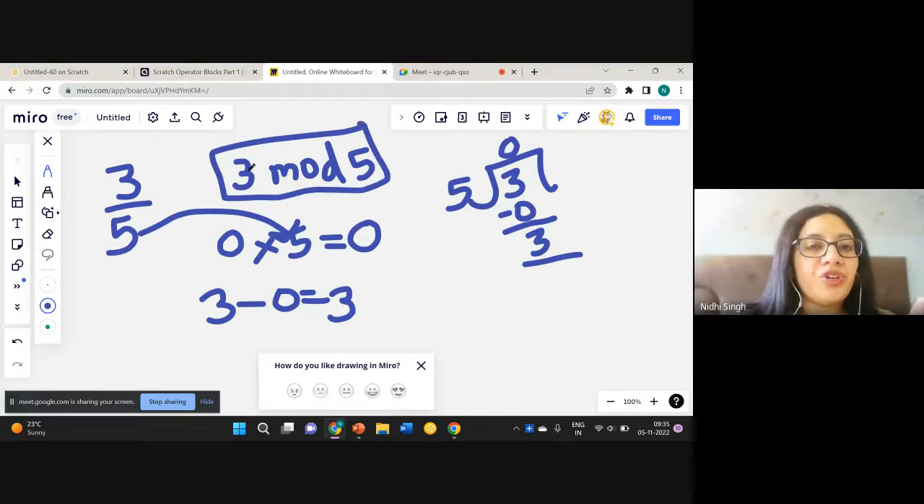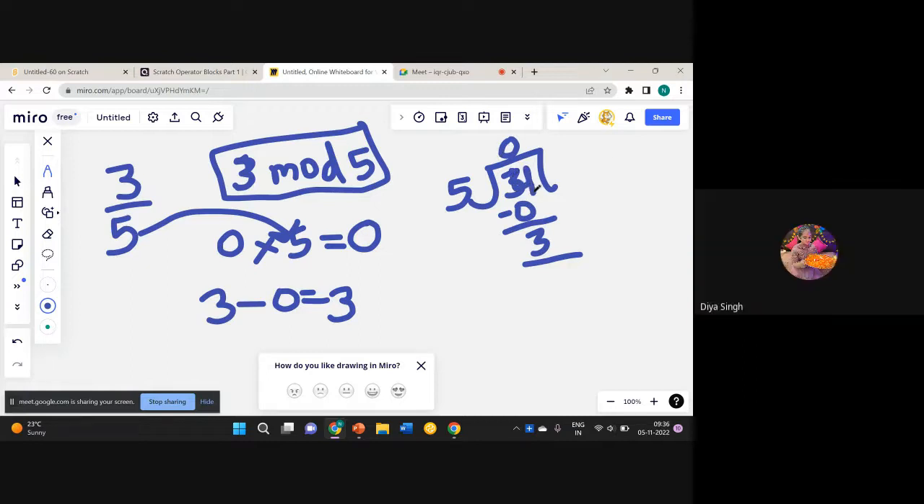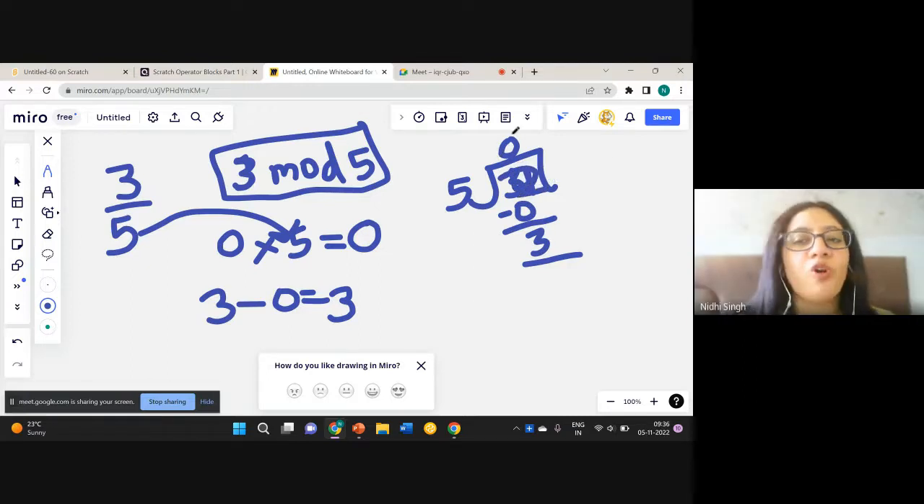Whenever you divide a smaller number by a greater number, the modulus will always be the smaller number itself. Why? Because whenever you do this division, your quotient will always be 0. Whether you take 4 inside or 2 inside, your quotient will be 0. That's for sure.